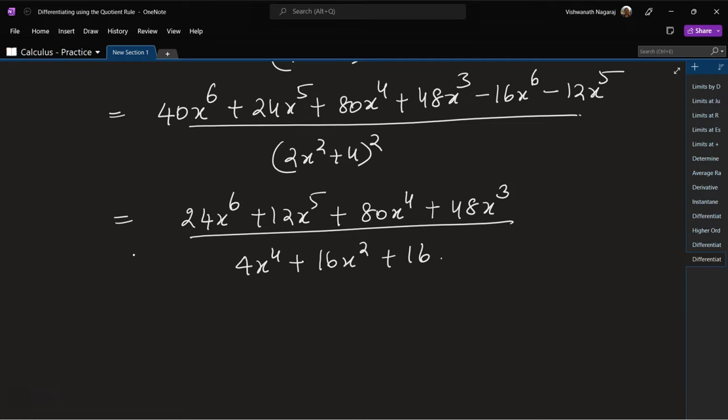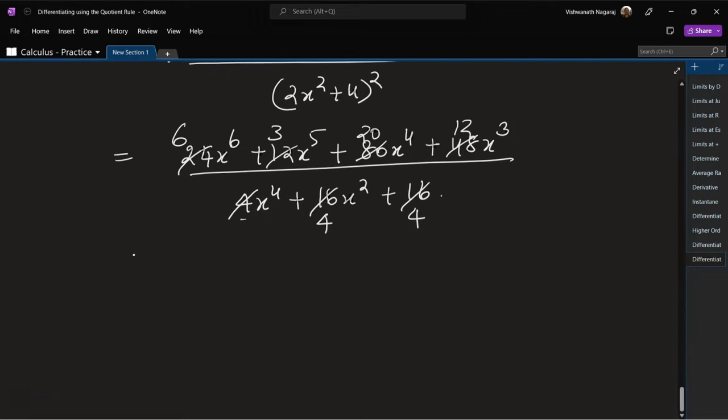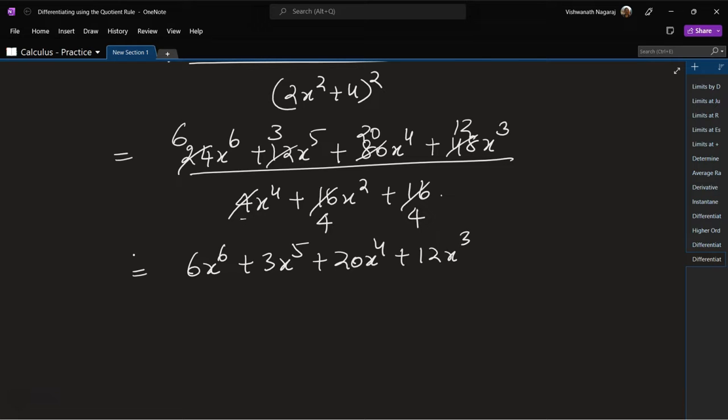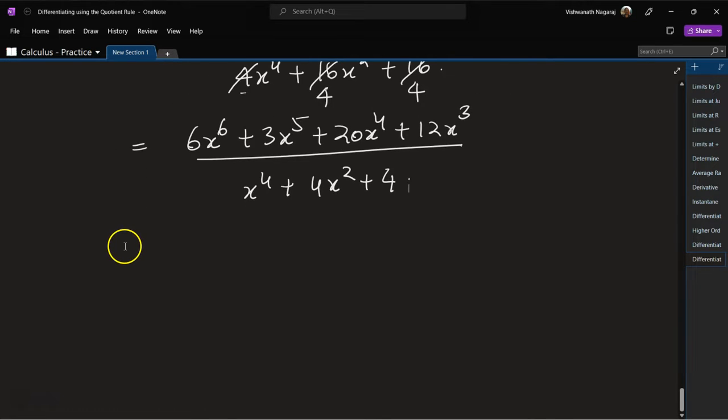Now let's see. This is the smallest, so we can see that all of them are divisible by 4. So 4 ones, 4 fours, 4 fours, 4 sixes, 4 threes, 4 fives, 4 ones, 4 twos. So our answer is 6x^6 plus 3x^5 plus 20x^4 plus 12x cube divided by x to the power of 4 plus 4x square plus 4. So that is the 12th problem.